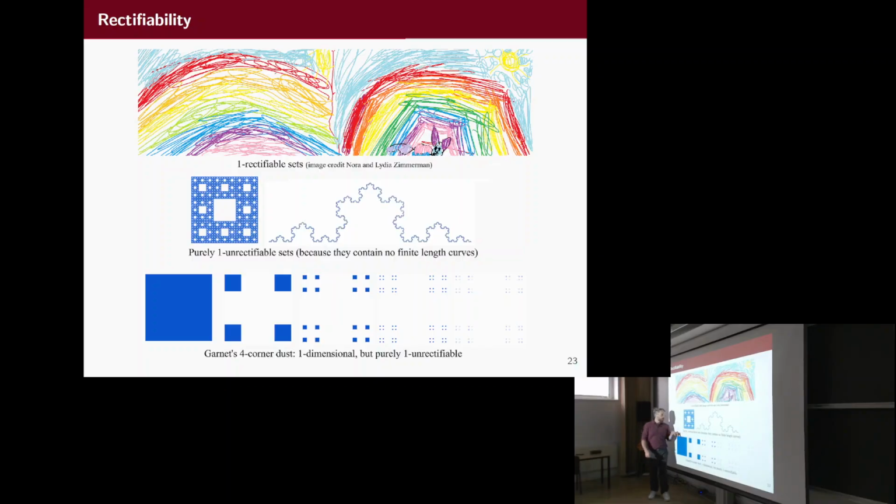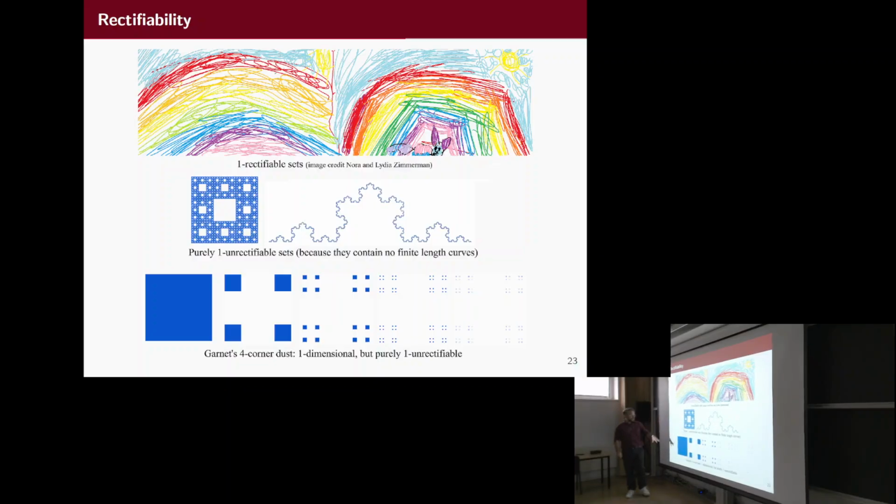The reason they're purely one unrectifiable is because if you tried to put a finite length curve in here, you can't do it. Every curve in here has to be infinite length, right? The Van Koch snowflake is the most obvious example of that. If you try to draw a curve that covers up any meaningful part of this picture, it's going to have to be infinitely long. There's no way you can get a Lipschitz curve on the interval from 0 to 1.